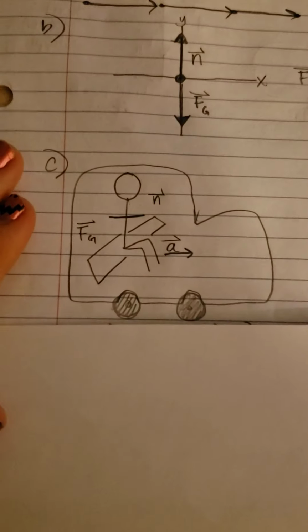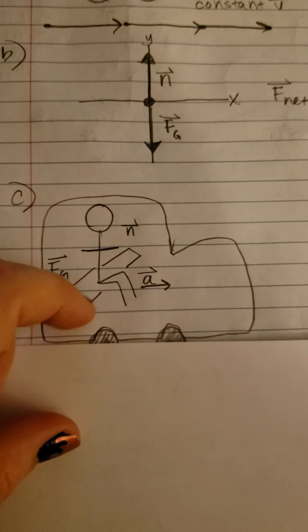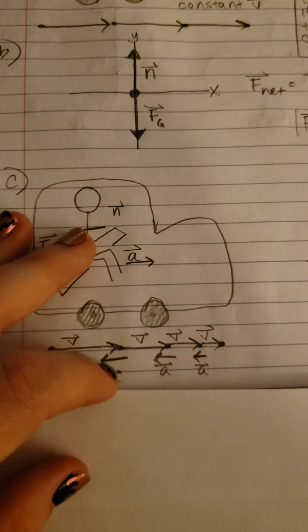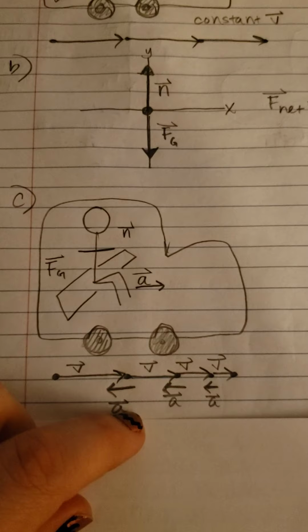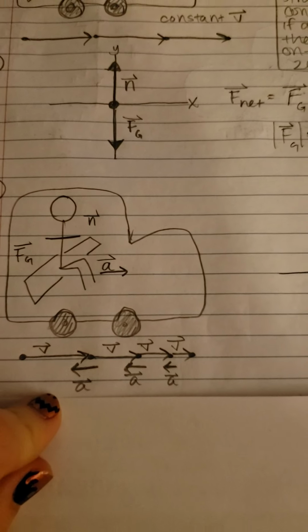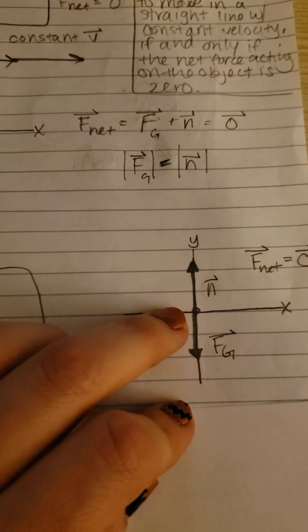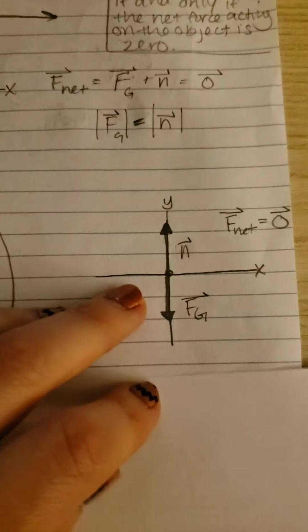So when we start to decelerate, looking at our person, we still have the gravitational force and the normal force acting on us equally, but the car is now going to be decelerating. So it's going to have an acceleration pointing the opposite direction. So same thing with our free body diagram here. The net force is still going to be 0 when looking at our person.